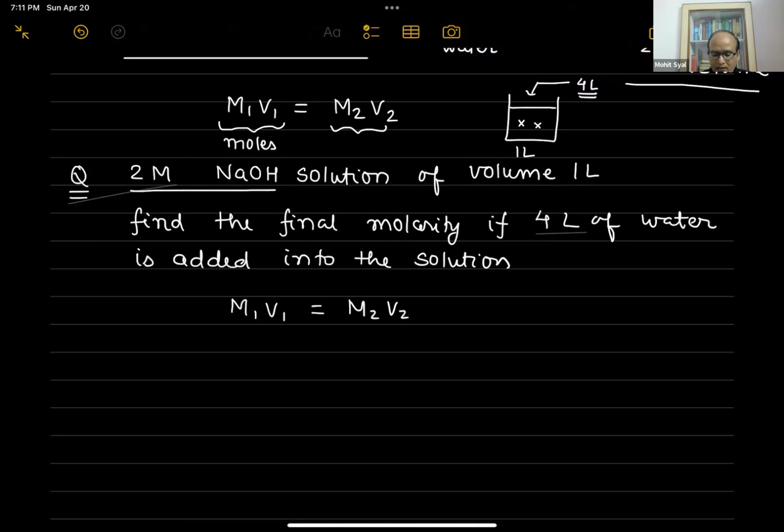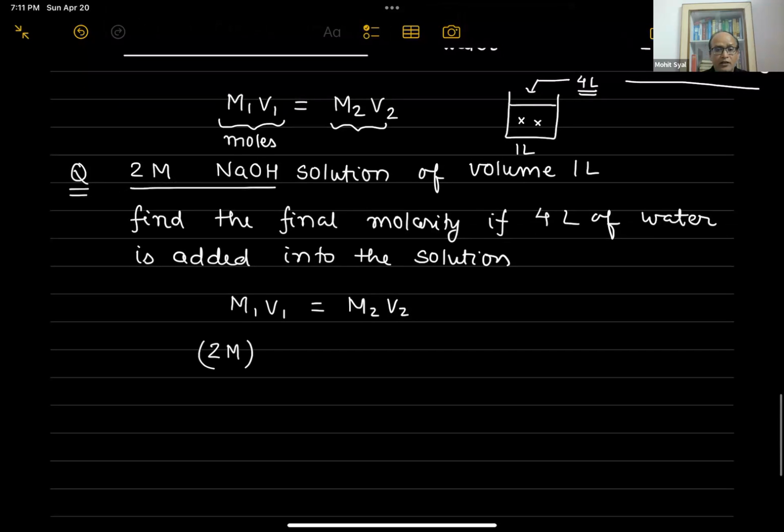So M1V1, and how this formula came, that also I will explain, right? Initial molarity is 2 molar. Initial volume is 1 liter. Final molarity needs to be found out. Let it be M2. What is the final volume? 1 liter plus 4 liter, which is 5 liters, right? So molarity is going to be 2 by 5 molar. New molarity is going to be 2 by 5, or 0.4 molar.